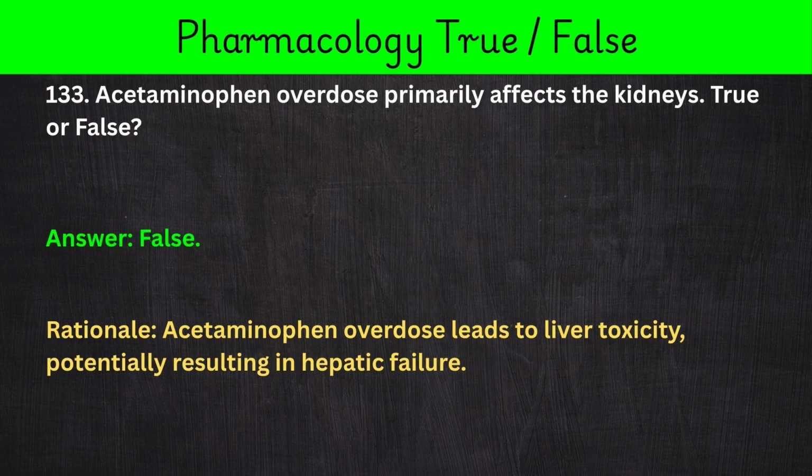133. Acetaminophen overdose primarily affects the kidneys. True or false? Answer: false. Rationale: acetaminophen overdose leads to liver toxicity, potentially resulting in hepatic failure.